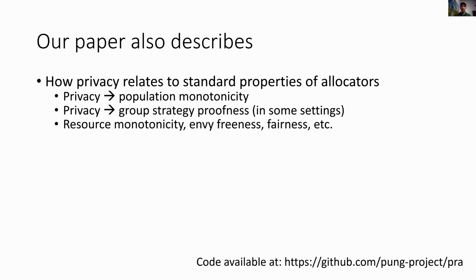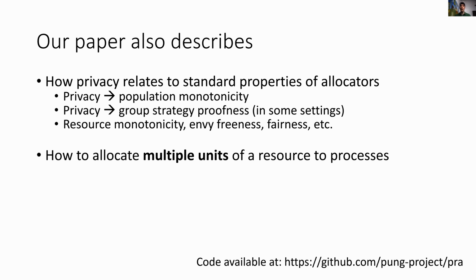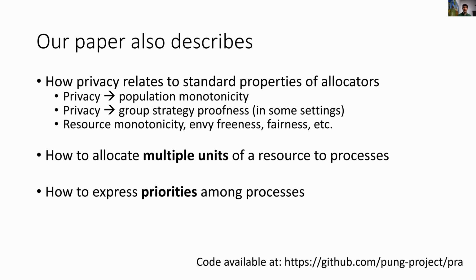In the paper, we also talk about what happens when you want to allocate multiple units of a resource. For example, instead of allocating one slice of cake, what if you want to allocate 15 slices of cake? How do you do that? And we talk about how to give preferences to some processes while also preserving privacy. So if you want some processes to have a much higher chance of getting a resource than others while still ensuring that no information leaks.